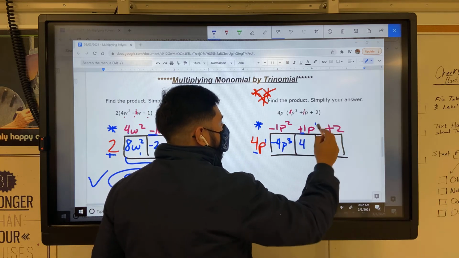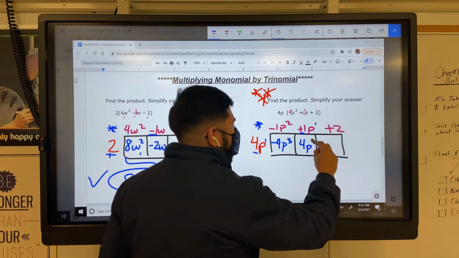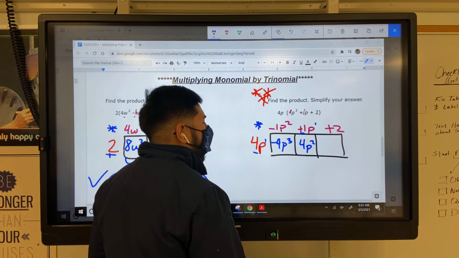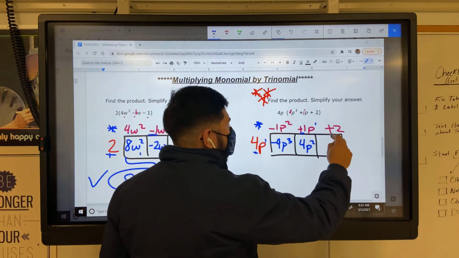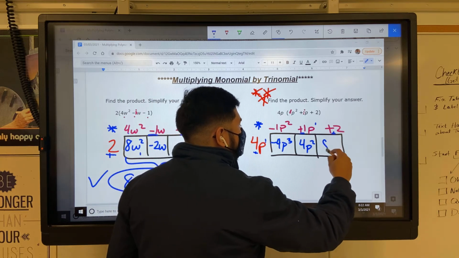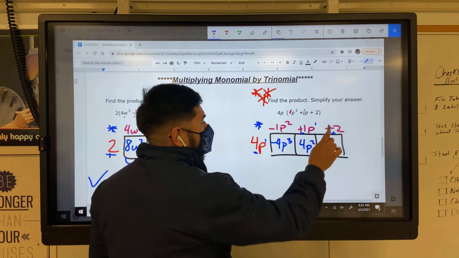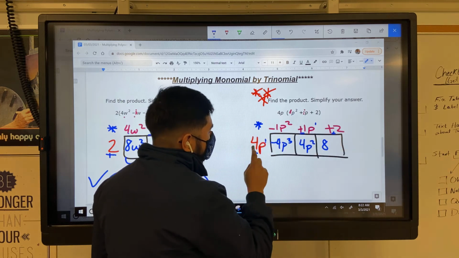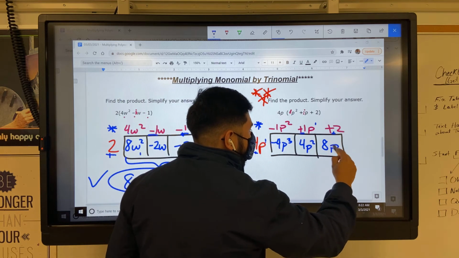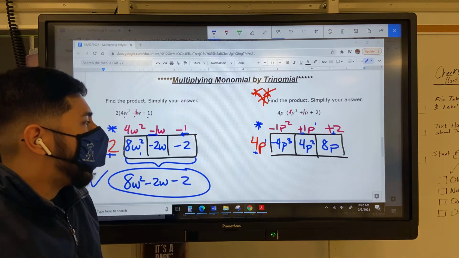Next one. 4 times positive 1 is 4. P plus another p, that's p squared. And the last one, 4 times positive 2 is 8. This one doesn't have a p, but because this one has a p, it has to keep that p right there. And that's it.